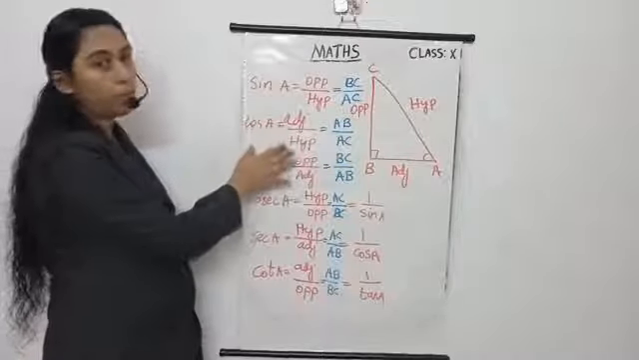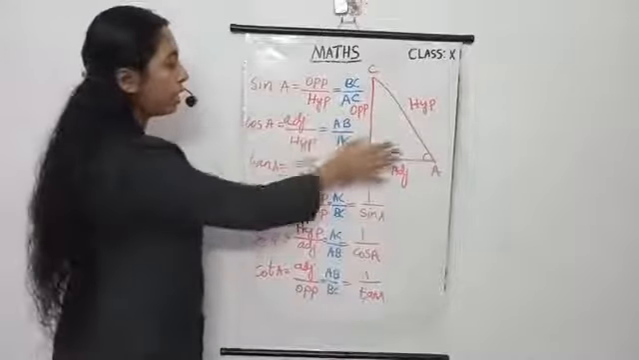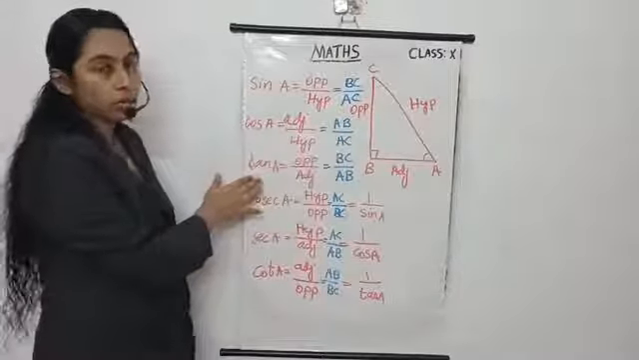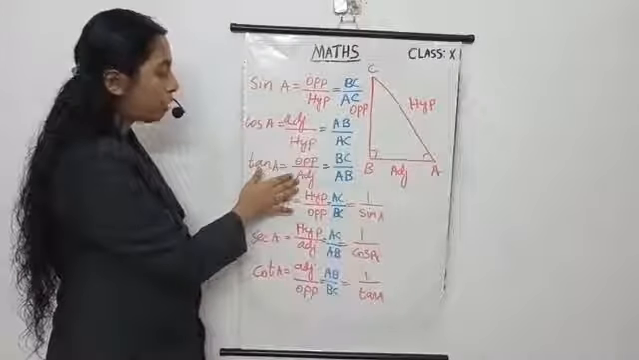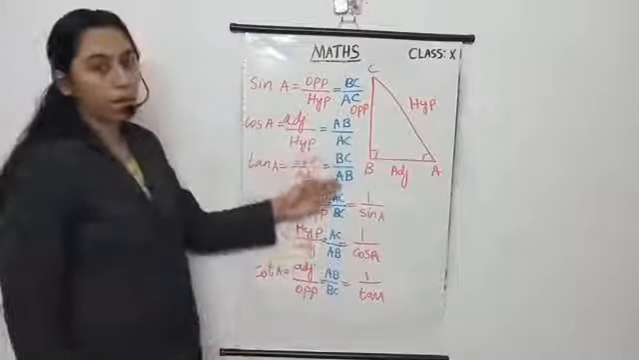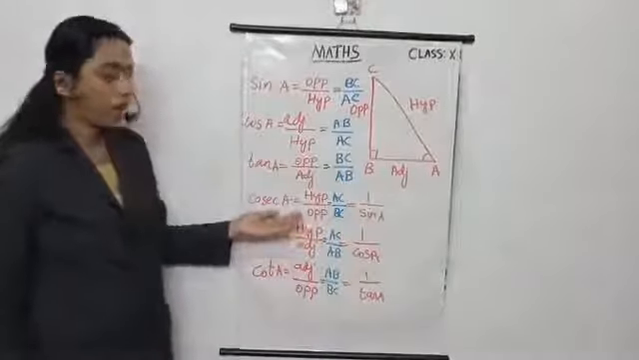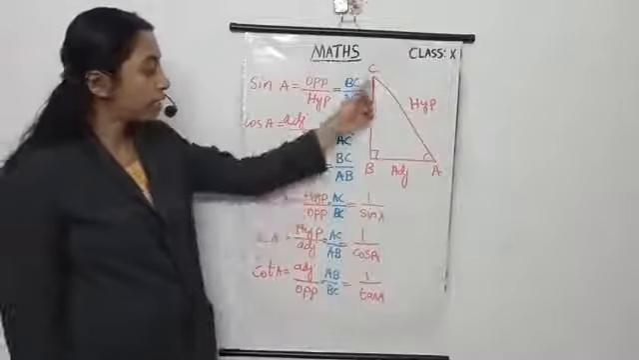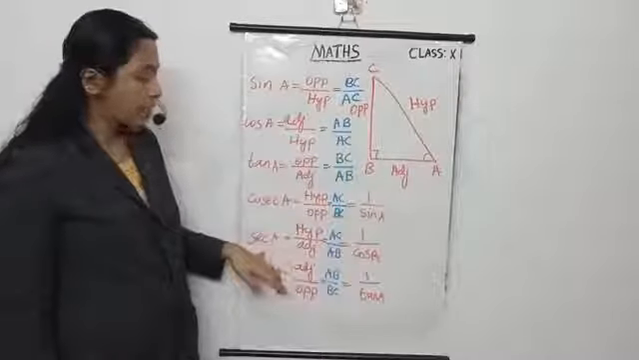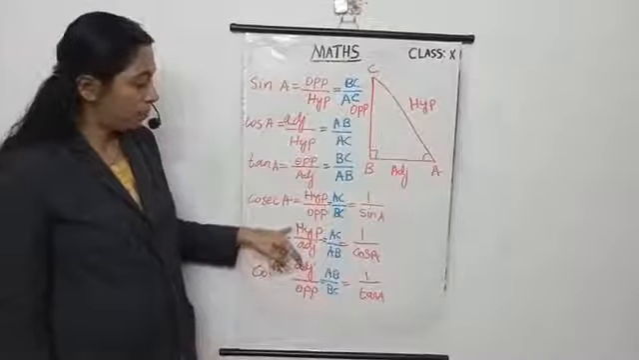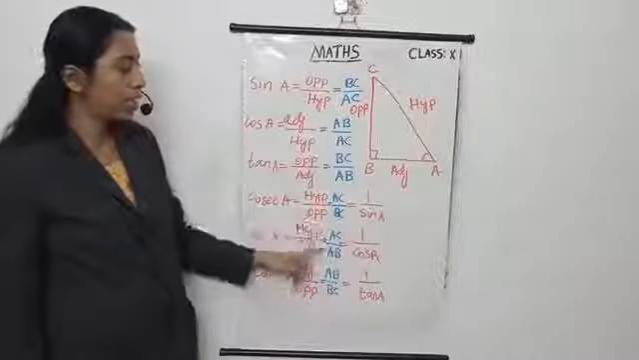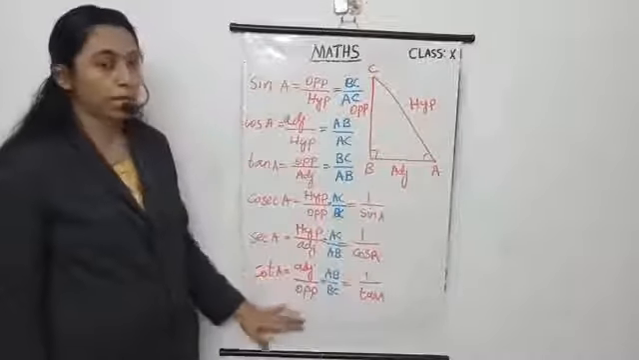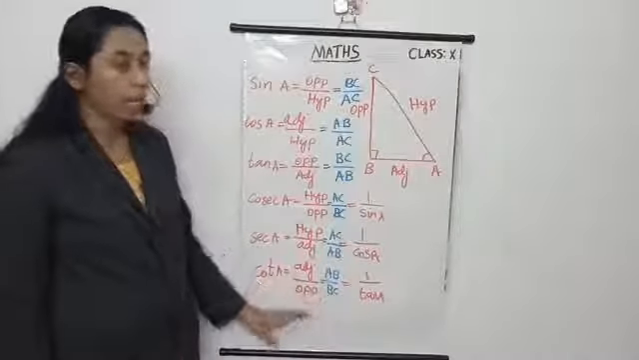And next is cos A. Cos means adjacent by hypotenuse, and here this is AB by AC. And the next ratio tan. Tan means opposite by adjacent, that is BC by AB here. And cosec means hypotenuse by opposite, and here that is AC by BC. And sec means hypotenuse by adjacent, and here AC by AB. And cot A means adjacent by opposite, and here AB by BC.